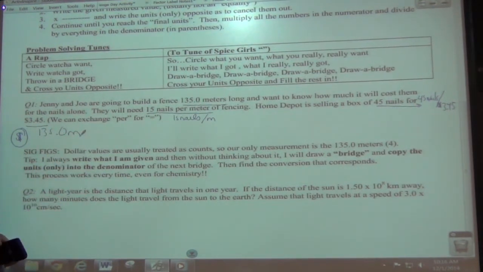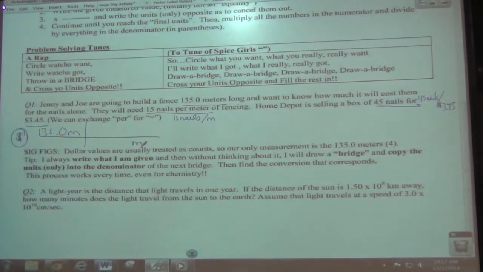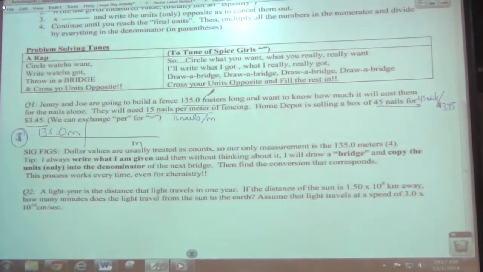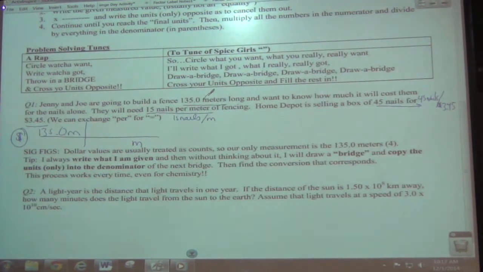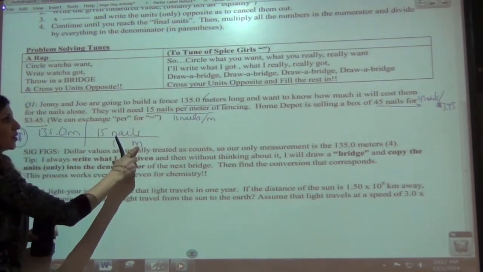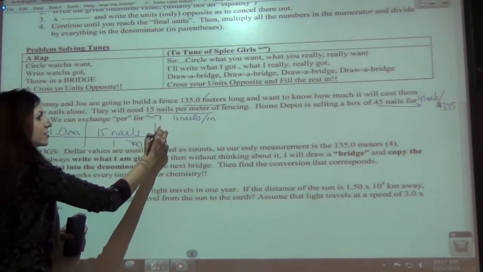135.0 meters. You're going to throw in a bridge, and you're going to cross your units opposite. Is there something in the problem with meters? So I'm checking this off because I already used that; it's the only one that has 1 unit, that has meters in it, that we haven't used yet. Perfect. The 50 nails for every 1 meter, per 1 meter. So now my meters are gone, and I'm in nails.